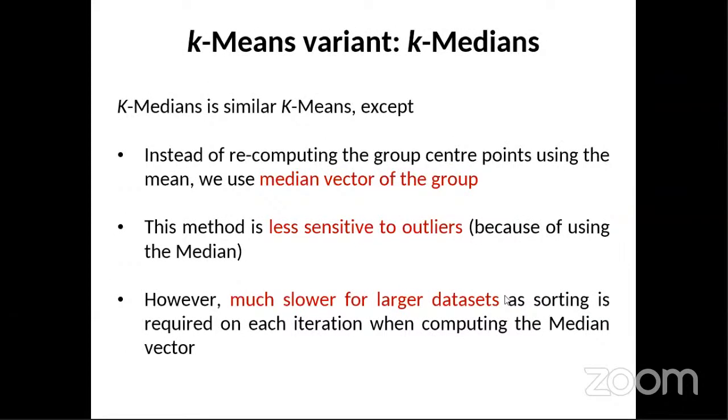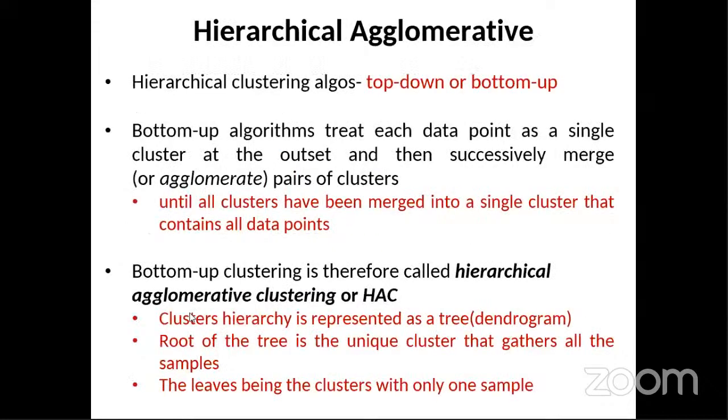A k-means variant is there, which is called k-median. So instead of k-means, we can also use k-median, and we can recompute the group center points using the median vector of the group instead of the mean. This is much less sensitive to outliers because of using the median, but it is slower compared to k-means for large data sets. So there are variants as well, which you can use depending upon your choice.